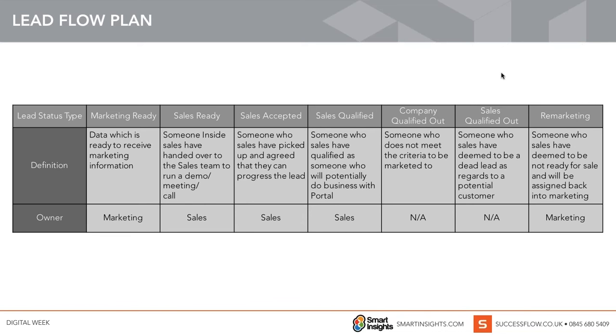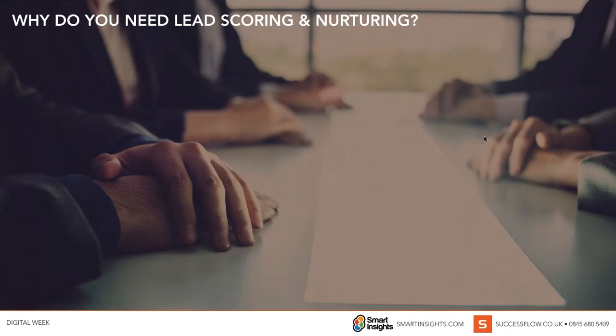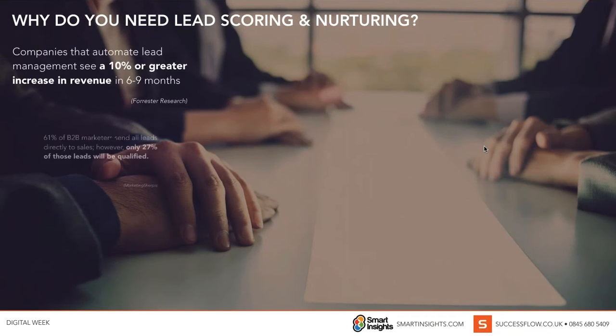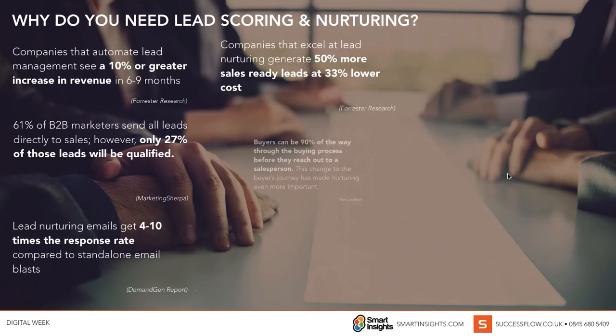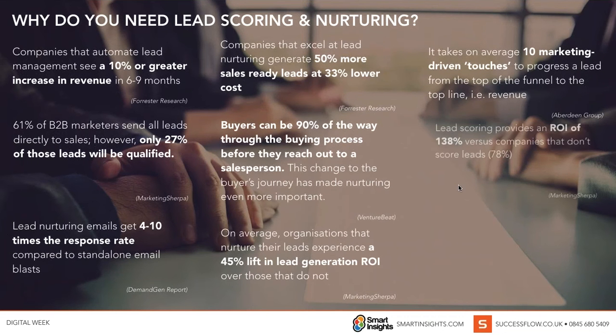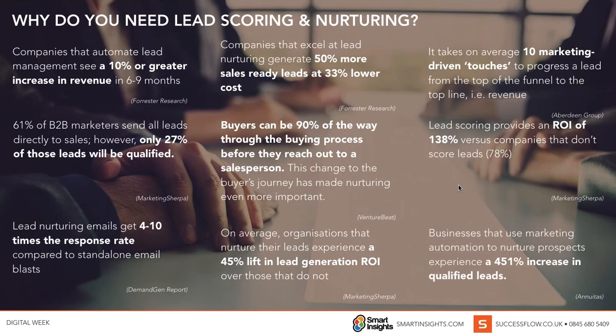So just some stats here that I'll try to pull from reputable research organizations in terms of why you need scoring, why you need nurturing. Just a couple I'd pick out here: companies that automate leads see a 10% or greater increase in revenue over 6 to 9 months. So obviously that is going to have a big impact on the bottom line.